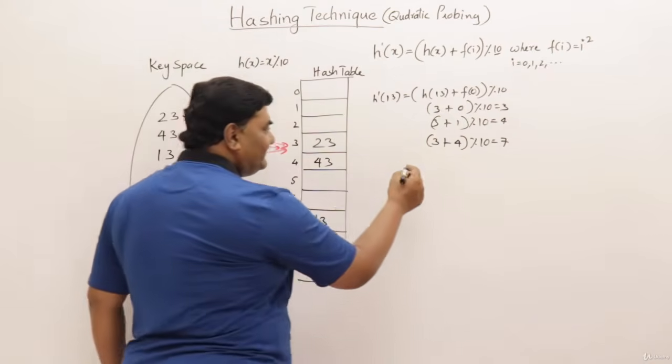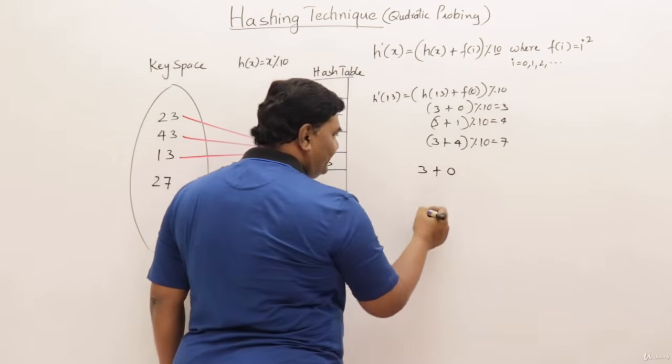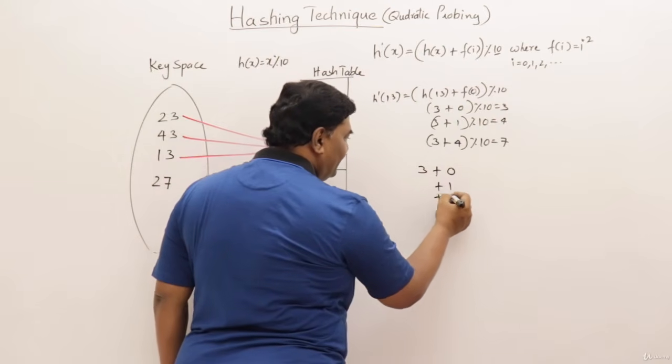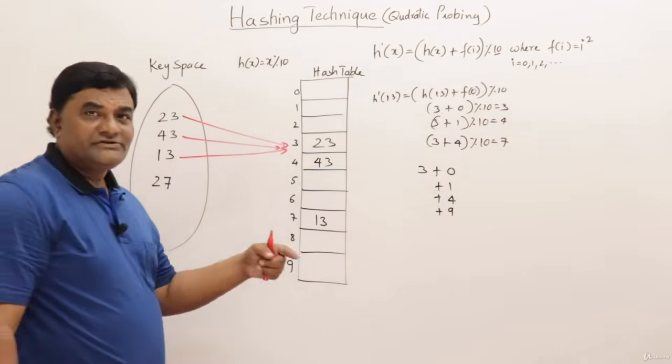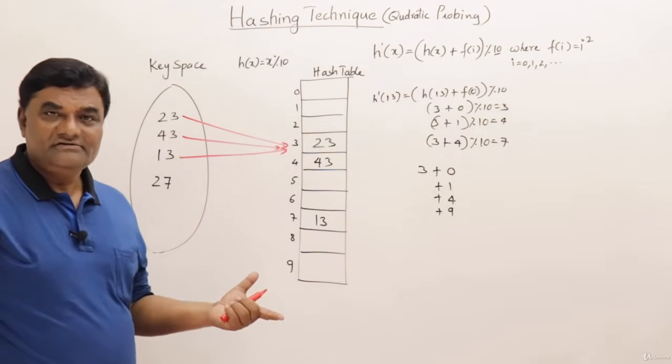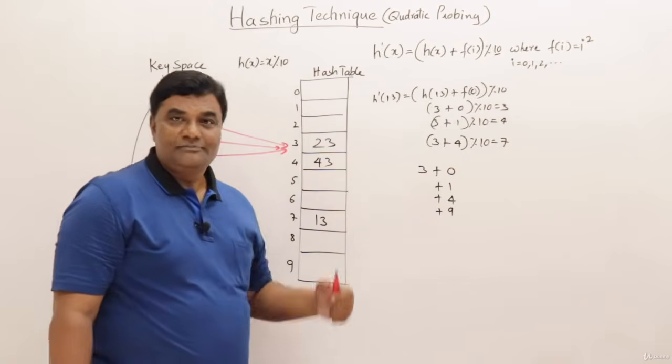It means for this 3, the first time we added 0, next time we added 1, next time we added 4, next time we'll be adding 9. So squares, quadratic. That's how this is quadratic probing.